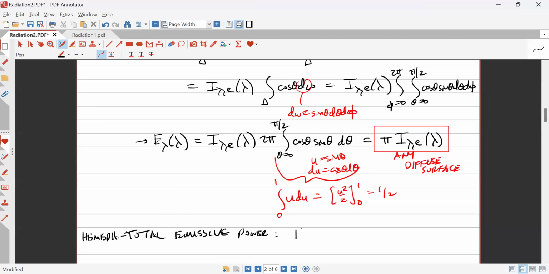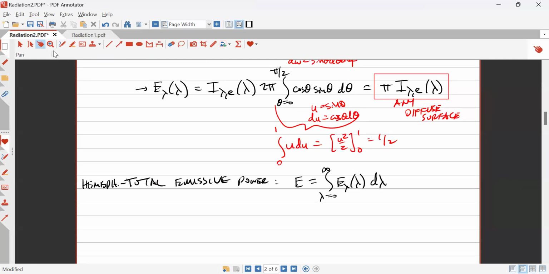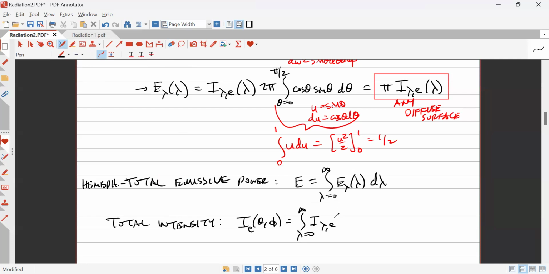All you're going to do there is you're going to say E is equal to the integral of lambda going from 0 to infinity, E sub lambda, lambda d lambda. And then you have the total intensity, I, which only depends on theta and phi, will be the integral of lambda going from 0 to infinity, I sub lambda e, put an e right here, lambda theta phi, d lambda.